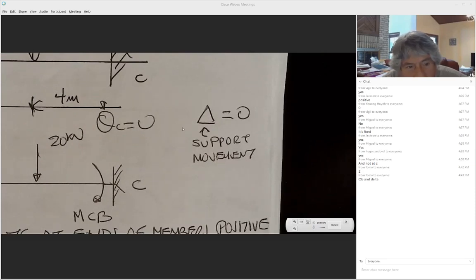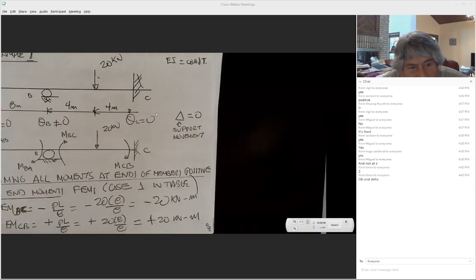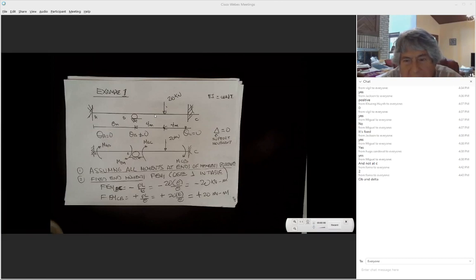0. So again, how many unknowns do I have in my equation with theta A, theta B, theta C, and delta? Only 1. Theta B. And that's important to know because this is called the displacement method, because we're going to use theta and delta. I'm going to set up my equation.